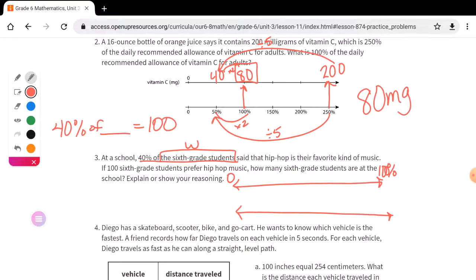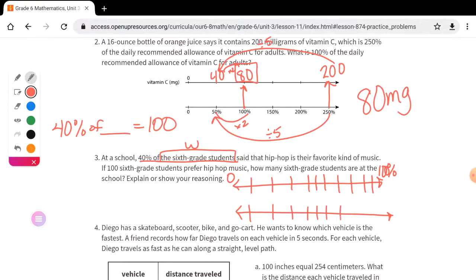We can count by 5s, 10s, or 20s. It doesn't matter. Tens, okay. So if we count by tens, we have to break it into 10 equal parts. 1, 2, 3, 4, 5, 6, 7, 8, 9, 10. Have to match it underneath.